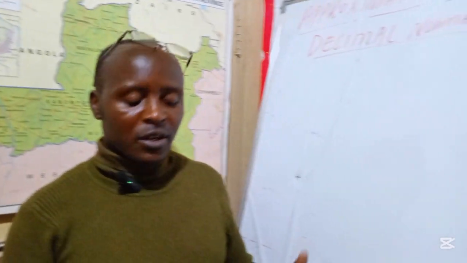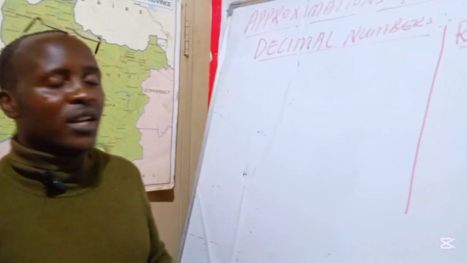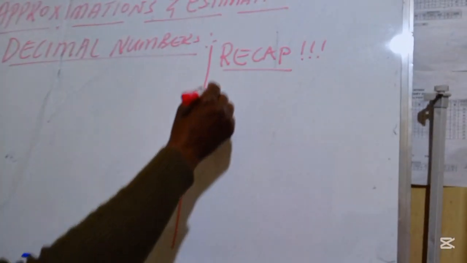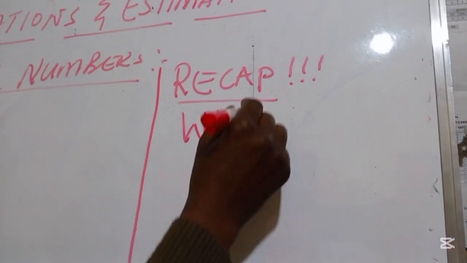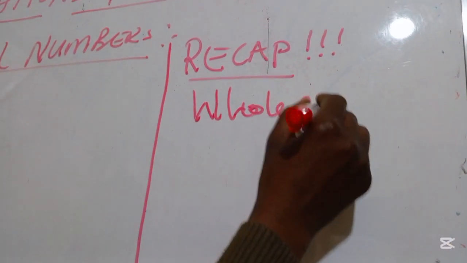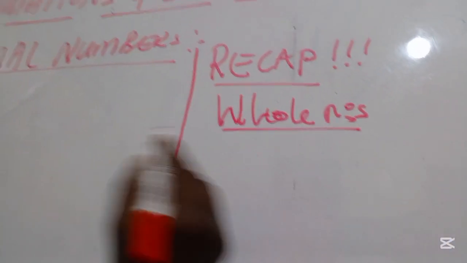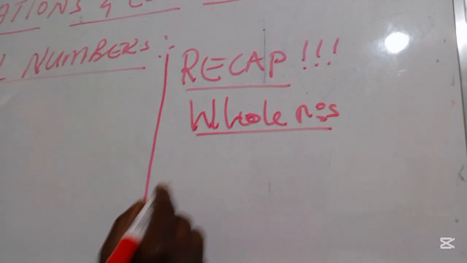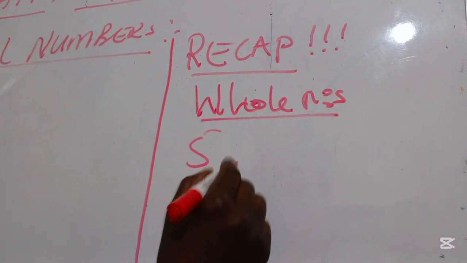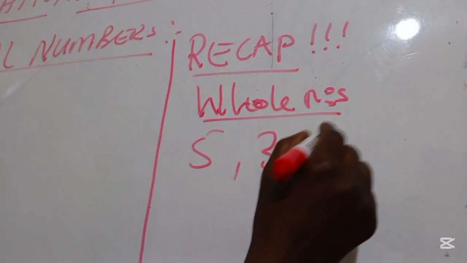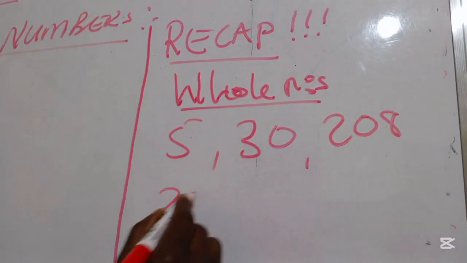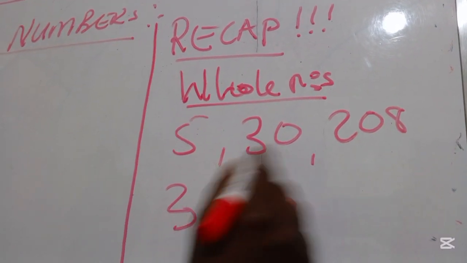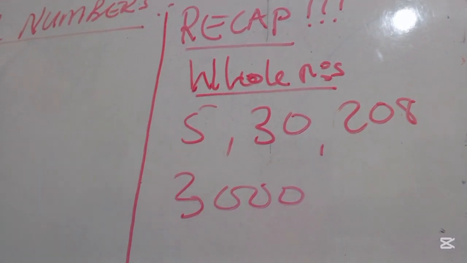So at this point in time, please remember where we ended. We are looking at whole numbers. We said the whole numbers. If they ask me to say whole numbers, the types, what are the examples of whole numbers? We are talking about 5, we are talking about 30, we are talking about 208, we are talking about 3000. If you can see, these are just types of whole numbers.